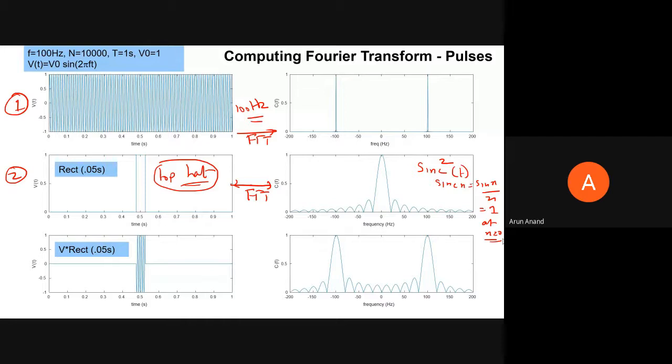It doesn't matter. Sinc of x is nothing but, in some texts, it will be written as sin(pi x) by pi x, or sin x by x. But when x is equal to 0, this blows up. If you do an integration, you will know that it is 1 at x equal to 0. You can do integration by parts and use L'Hopital's rule to arrive at the solution. I'm not going to do that anymore.